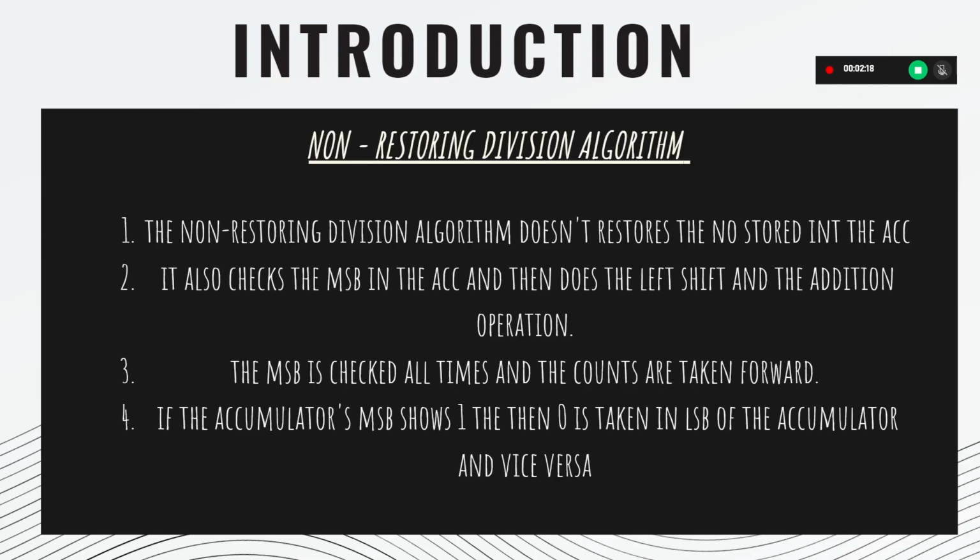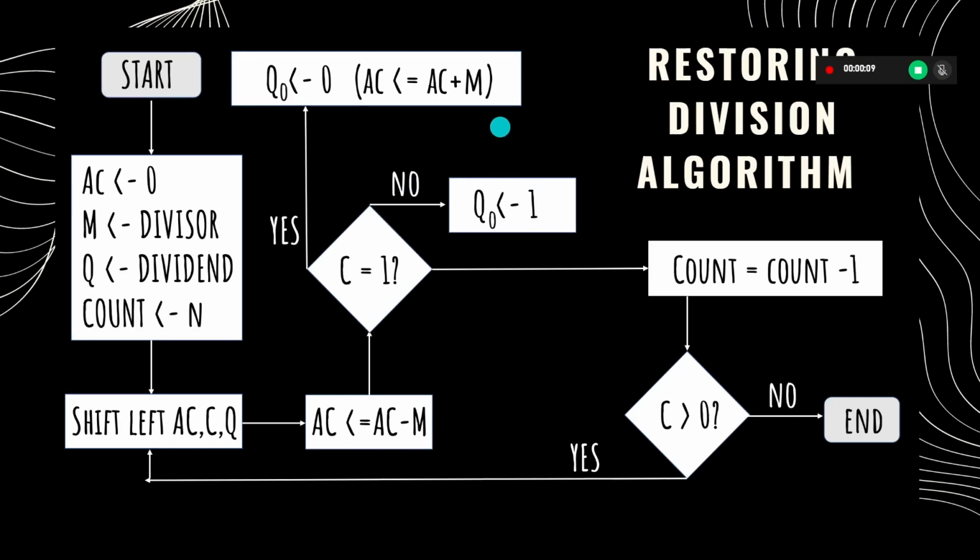And likewise, if the most significant digit is 1, then it will be taken as 0 in the least significant bit of the accumulator and the number will be taken forward and the count is decreased. Thank you.